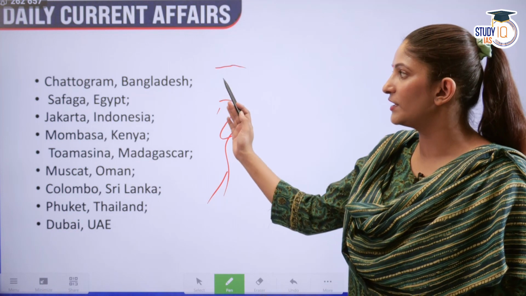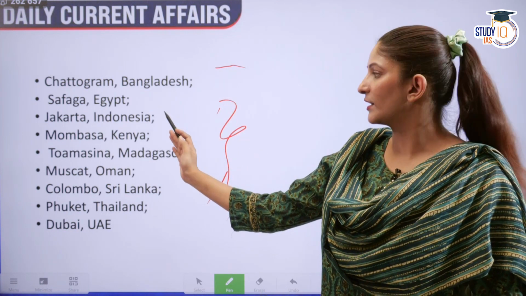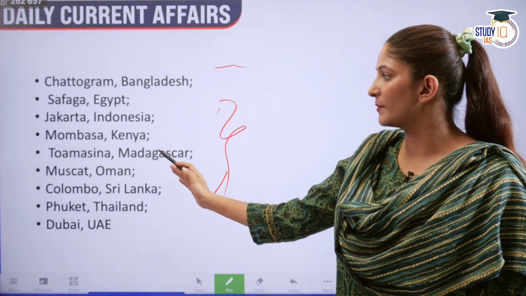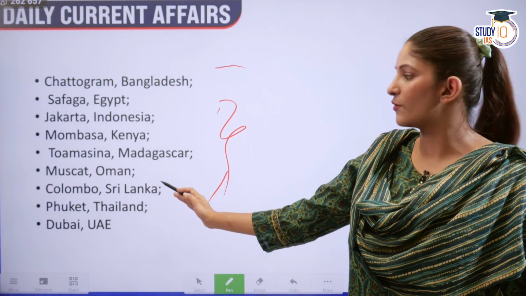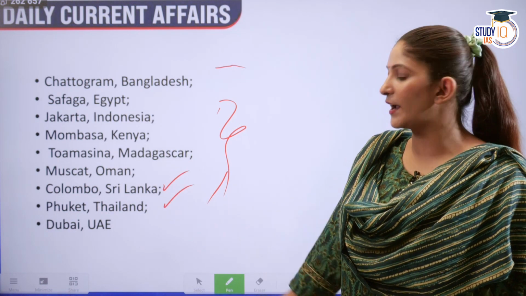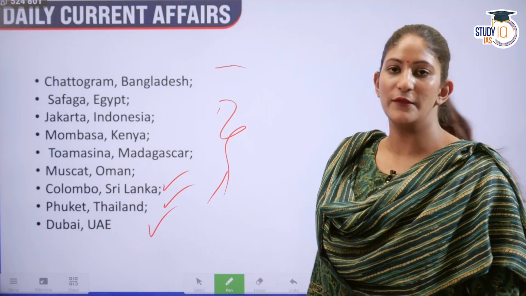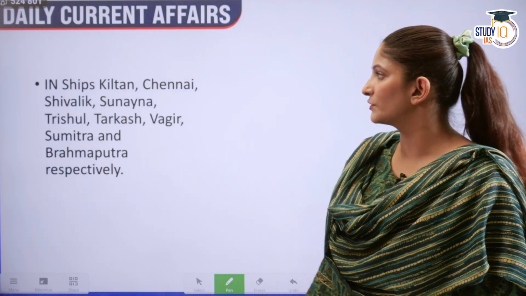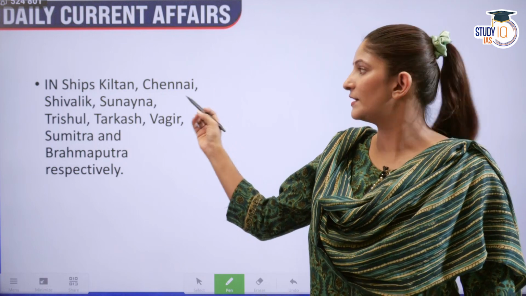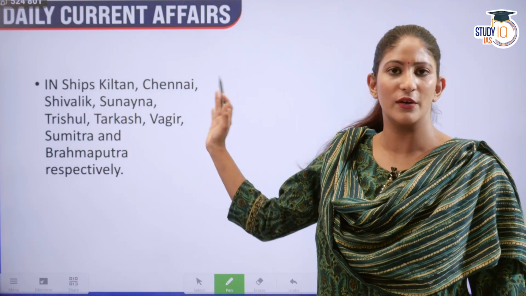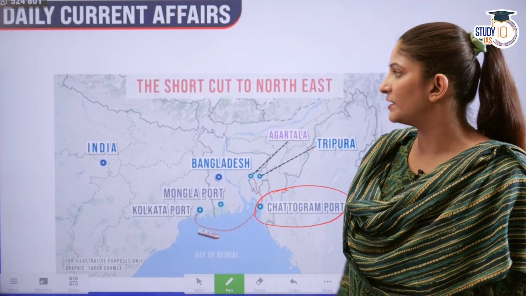Alright, Chattogram, Bangladesh, Safaga, Egypt, Jakarta of Indonesia, Mombasa of Kenya, Tuamasin of Madagascar, Muscat of Oman, Colombo of Sri Lanka, Phuket of Thailand, and Dubai of UAE. So like this, it is going to work through. INS ships include Kiltan, Chennai, Shivalik, Sunaya. I have already shown you that. So let's move forward to the next question.